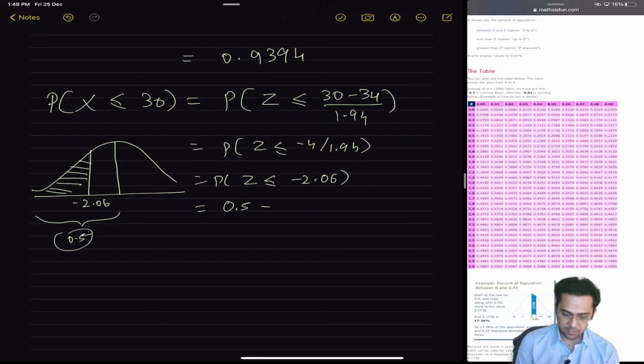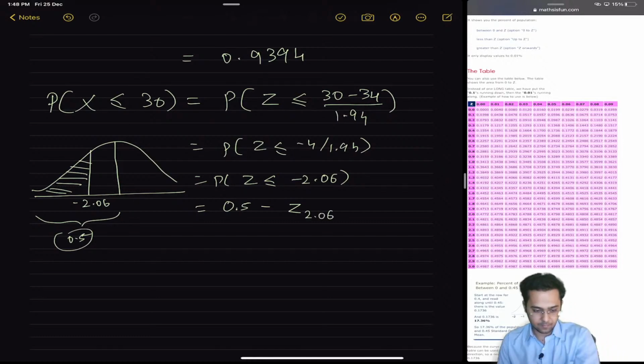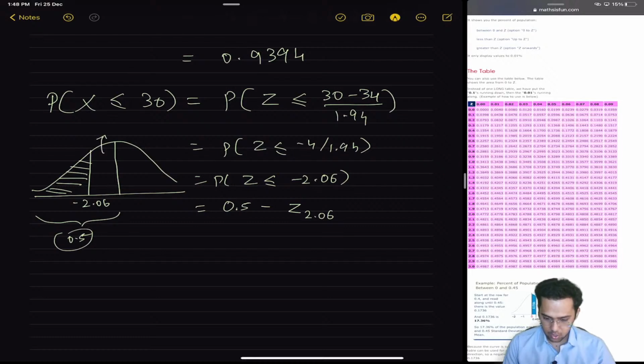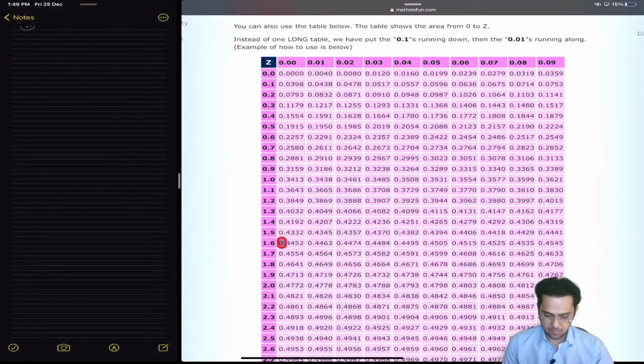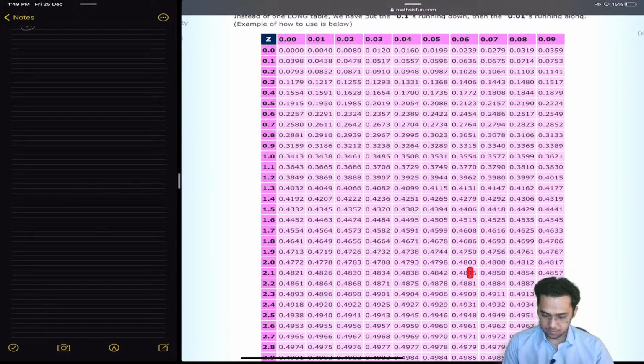Z value of 2.06, we can get it over here. 2.06, 2.0 under column 6, which is like 0.4803.